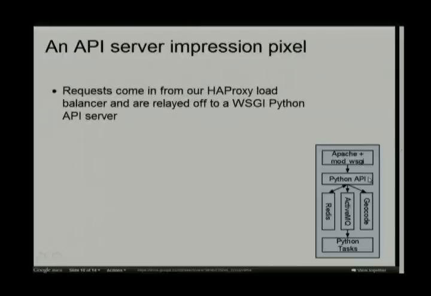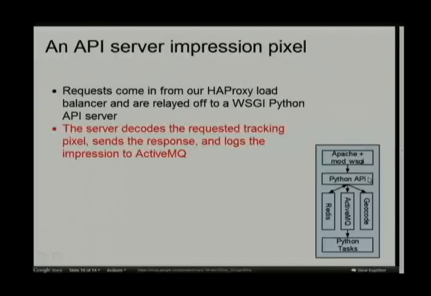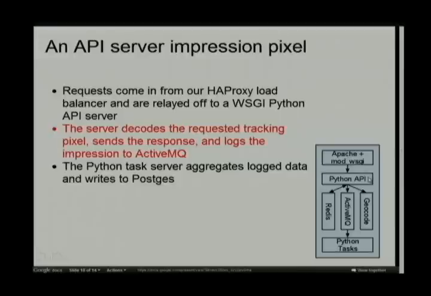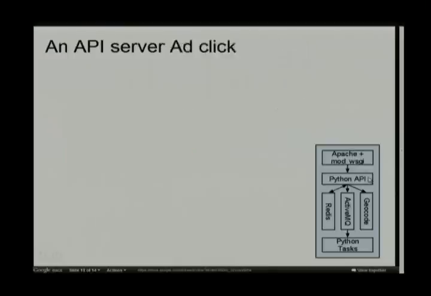Okay, so an impression pixel. When an impression were to come in, again, it comes in through HA proxy. The server decodes the request, sends the response, and logs the impression to ActiveMQ. It's red because this changed from the last slide, but this is the same. Python task server aggregates log data and writes to Postgres, in the case where we would bill for impressions. This was very, very rare. Most of the stuff that we were doing was per click. But in the case where we would bill for that, as part of the task server, it would decrement whatever pennies necessary, update the database, and if an ad were to fall out of the network, it would write to the Redis. I should have had another slide that shows the entire network again, but I'll jump back to it in a second.